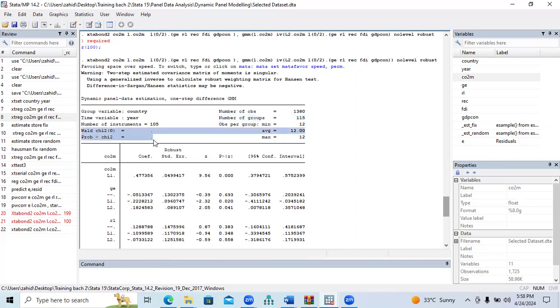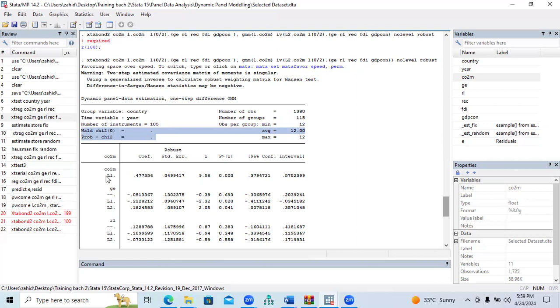The second thing, you need to check the Wald test. It is not calculated here. I don't know the reason. Maybe some error might have arisen. Maybe one step difference GMM may not be appropriate for this data. I will check the second step difference GMM. Maybe there the Wald test is calculated.